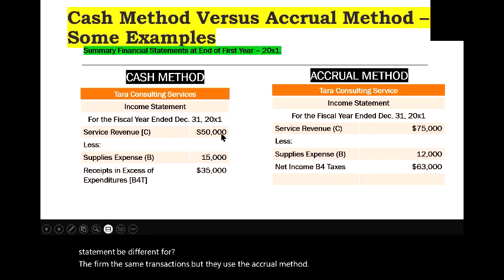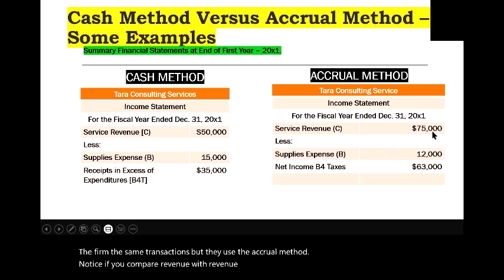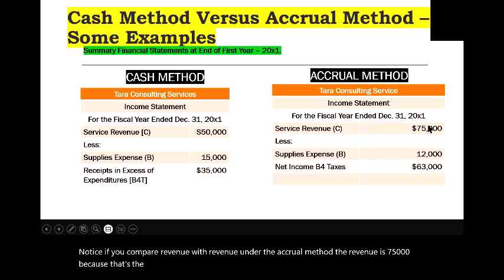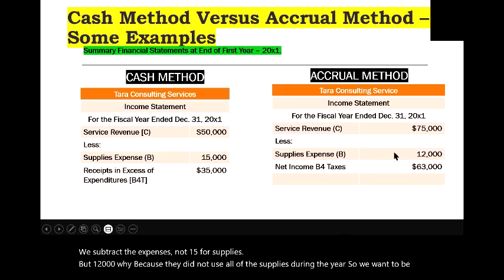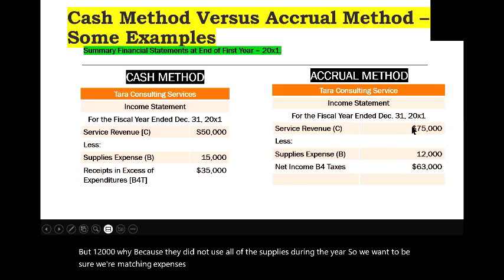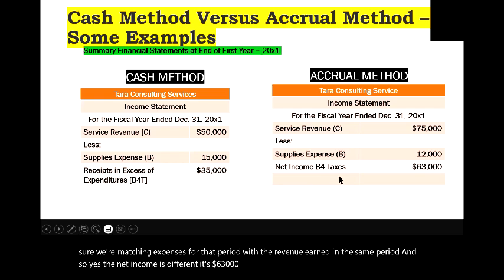Notice if you compare revenue with revenue, under the accrual method, the revenue is $75,000 because that's the amount earned during the year. We subtract the expenses, not 15 for supplies, but 12,000. Why? Because they did not use all of the supplies during the year. So we want to be sure we're matching expenses for that period with the revenue earned in the same period. And so, yes, the net income is different. It's $63,000 here versus $35,000.